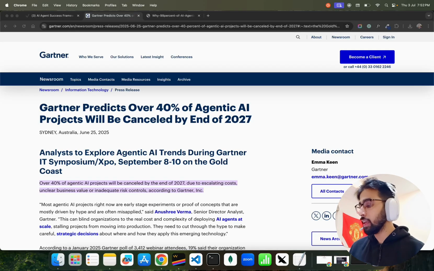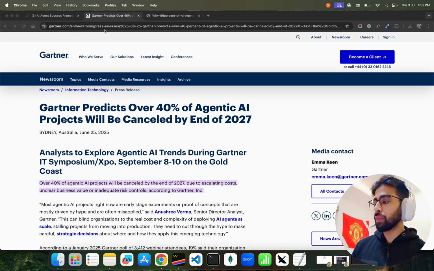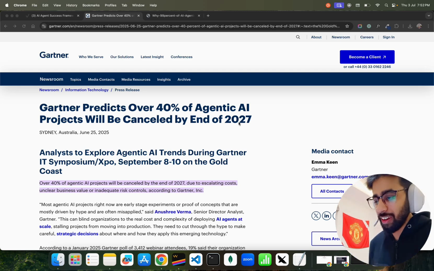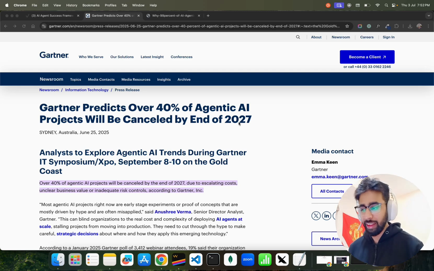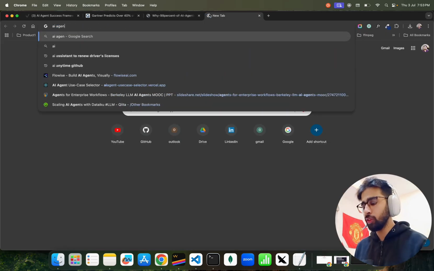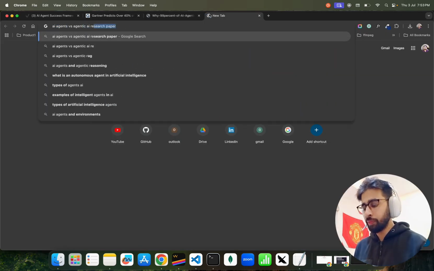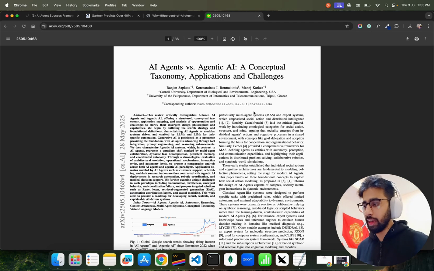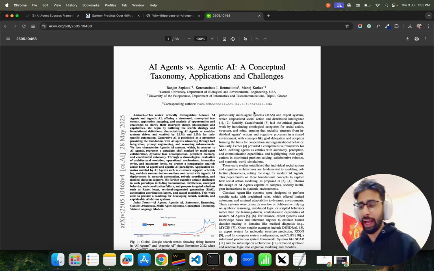Now, if you look at my screen, this is the press release by Gartner that says, Gartner predicts over 40% of agentic AI projects will be canceled by end of 2027. And that's really unfortunate because investors are putting so much money into agentic AI or AI agents. There is a difference between AI agents and agentic AI. If you want to understand that, read this research paper, AI agents versus agentic AI: Conceptual taxonomy, applications, and challenges.